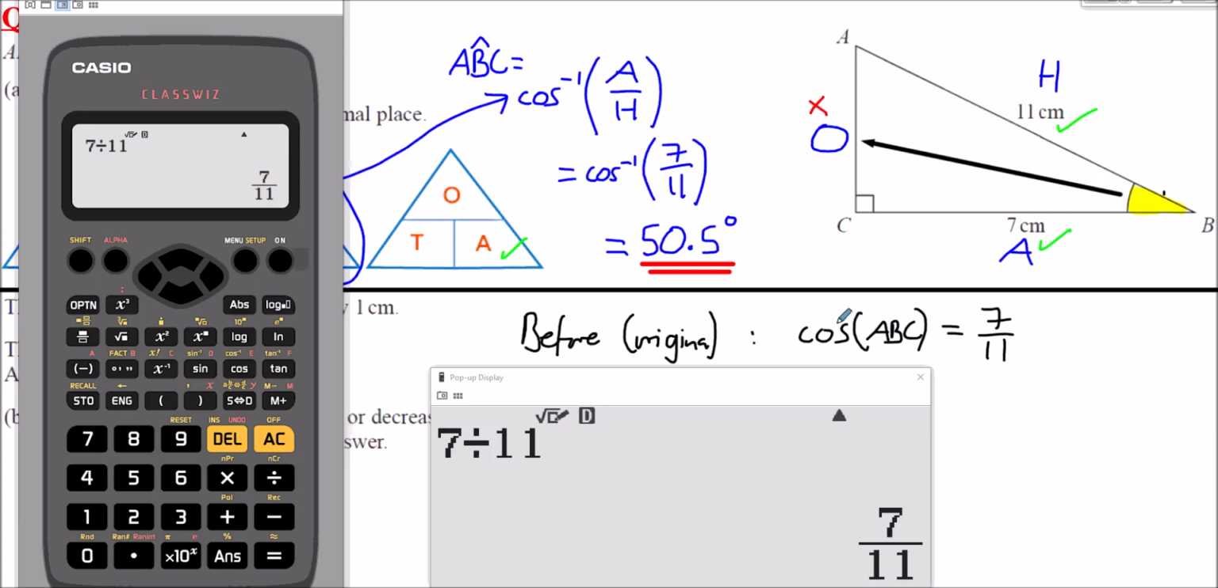Bear in mind, cos of an angle is different to the angle itself. So don't be thinking, no, but I thought the angle was 50.5. It was. The angle is 50.5, and the cosine function of that is equal to 7/11. So cos of an angle is completely separate in terms of meaning to the angle itself. Now this one here gives me 0.63 with dots on the heads, which means 0.63 recurring.